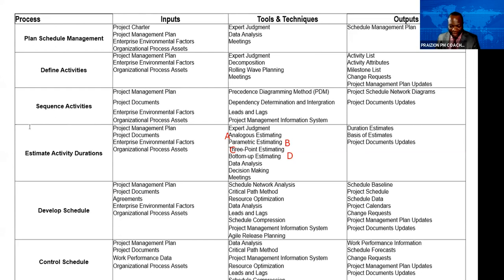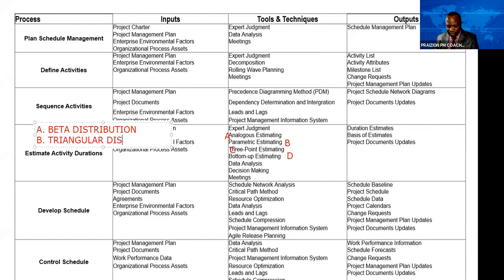Let me give you an A and a B. A is beta distribution, and B is triangular distribution. All right. So I've eliminated C and D for you.